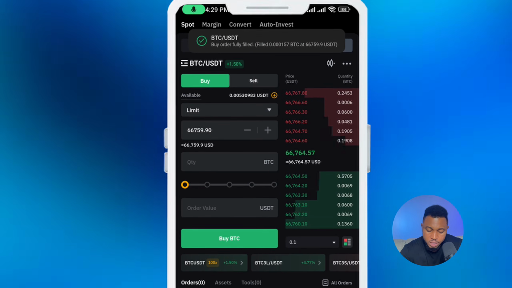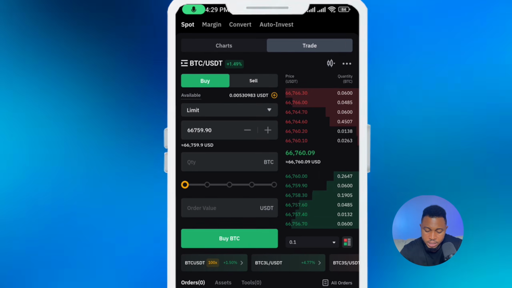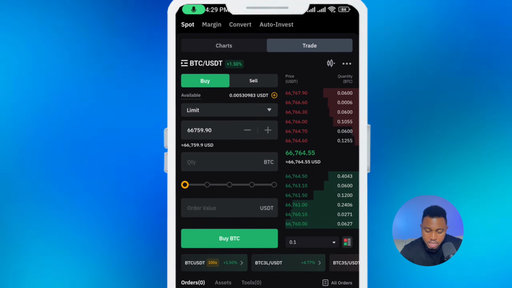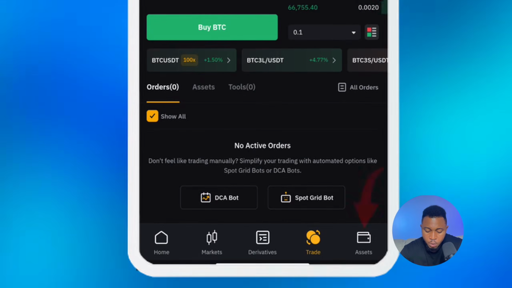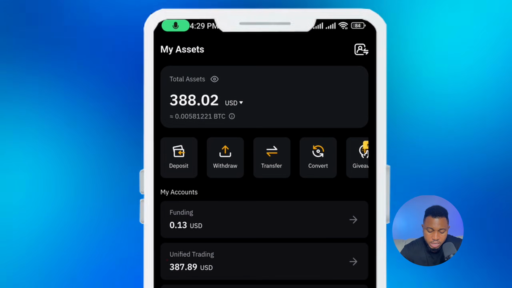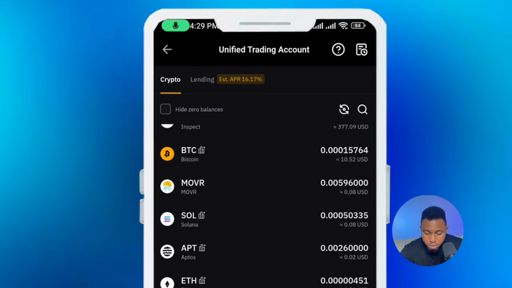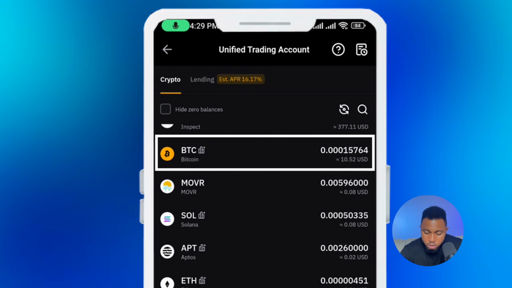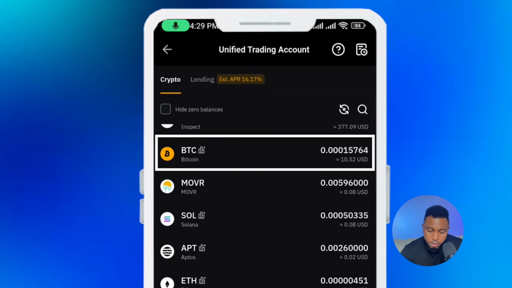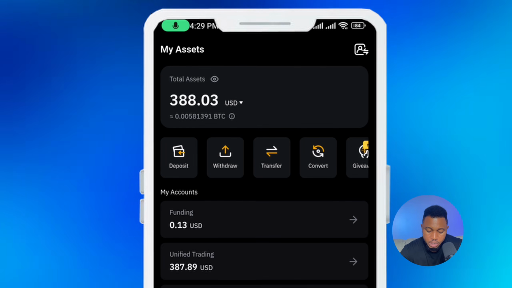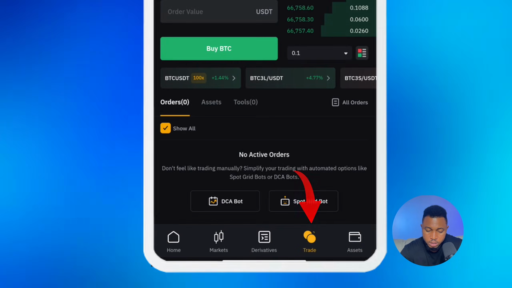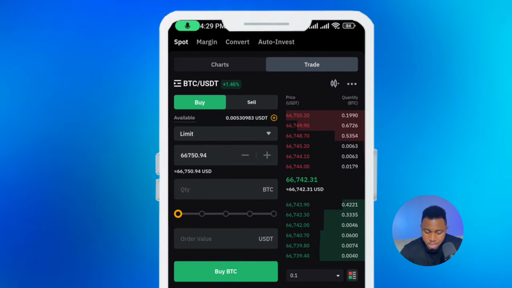I bought at the current price of $66,759, and I was very fast about it, and then it bought for me instantly. When I click on asset and then I click on unified trading, you see that I now have BTC worth $10.52. Okay, so that means I've purchased it. I can go back to this trade section right here, and you can see that I've bought BTC.